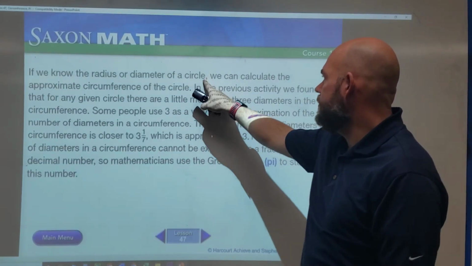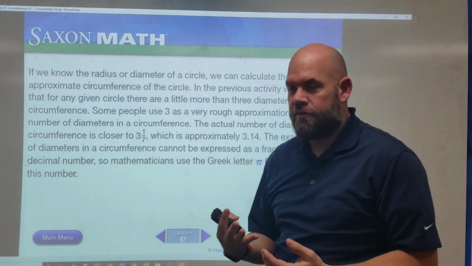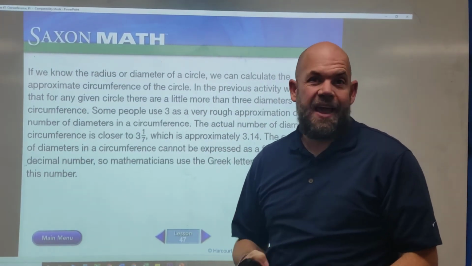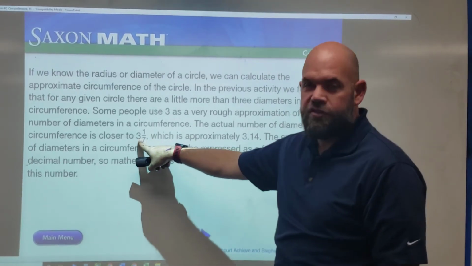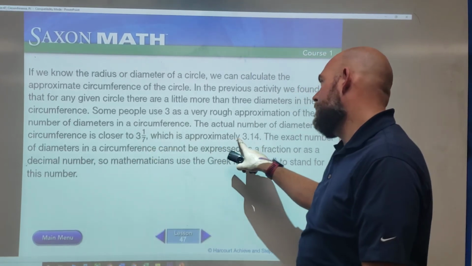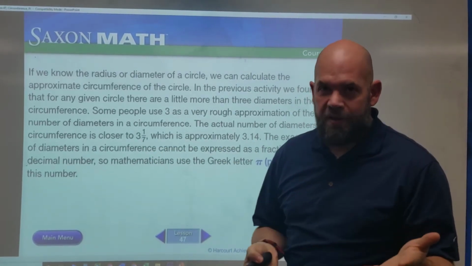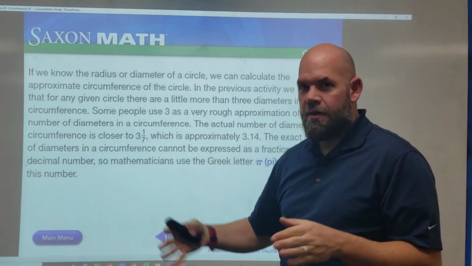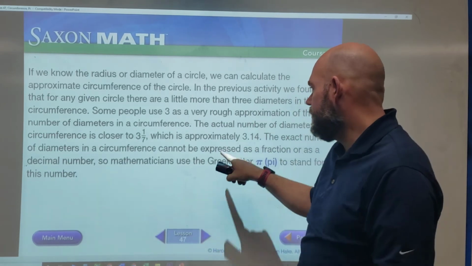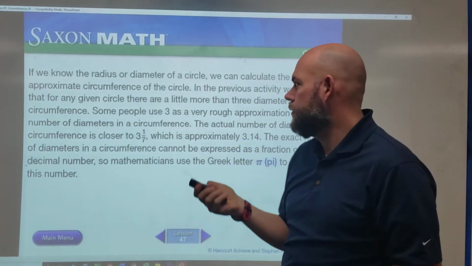We know the radius or diameter of a circle. We can calculate the approximate circumference of the circle. Now, actually, we can do this exactly. It's just hard to measure exactly. But it's always going to be really close to 3 1/7, which is approximately 3.14 or pi. Now, most of you are probably familiar with pi. That is a digit that extends out indefinitely. We just are concerned with 3.14 because that's going to get us pretty darn close, okay?